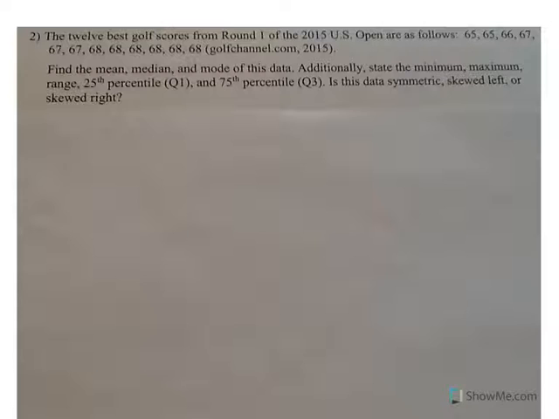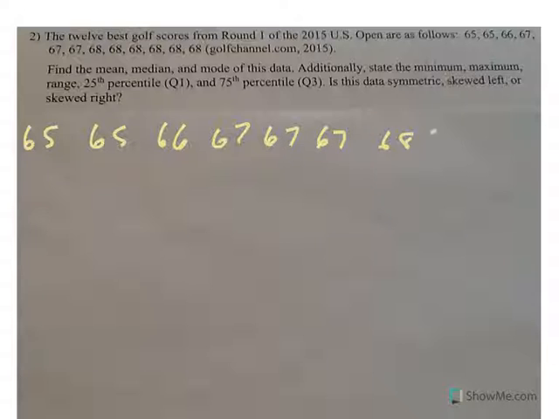Okay, let's do another one of these. So we have 12 numbers here, and I'm going to go ahead and rewrite them. Hopefully I can get them all in one line. So 65, 65, 66, 67, 67, 67, and then 68, 68, 68, 68, 68. There are 6 68s, right? 1, 2, 3, 4, 5, 6, 7, 8, 9, 10, 11, 12.